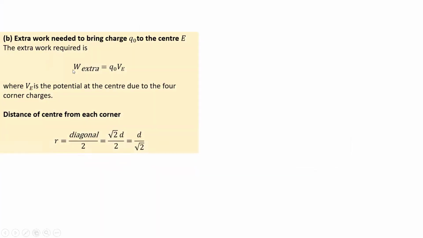Okay. Work done formula, charge into potential. What charge you are bringing to the center? Q naught. What is the potential at that point? That we already calculated, right? So, work done equal to charge into potential at that point. How to find out the potential? First we will find out full diagonal root 2D, half diagonal is D by root 2.